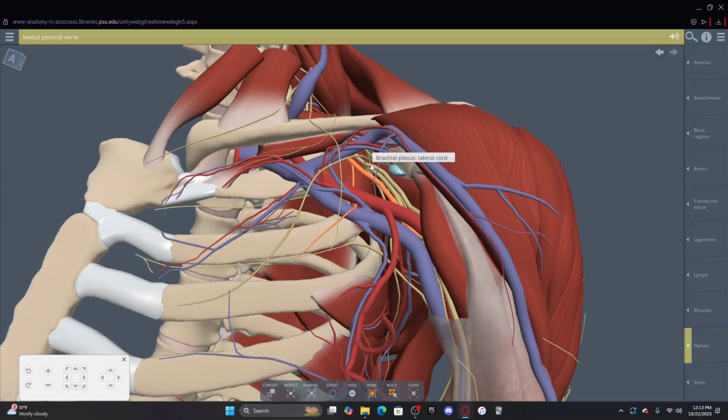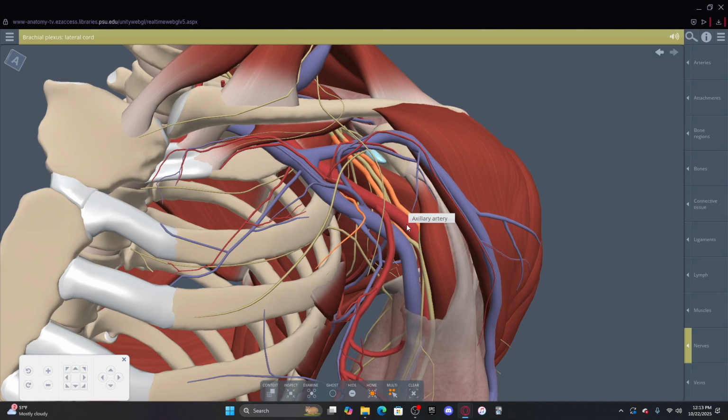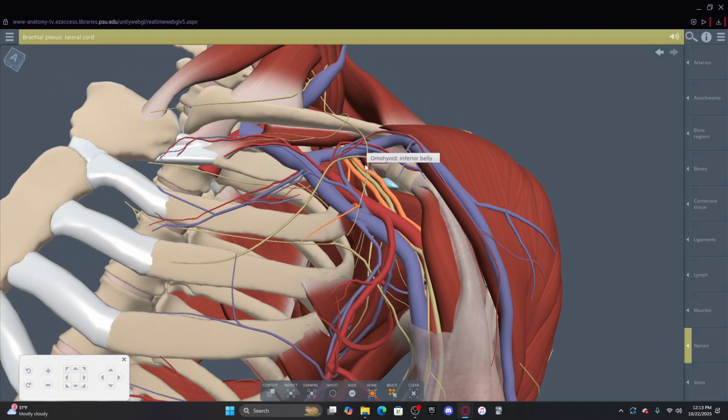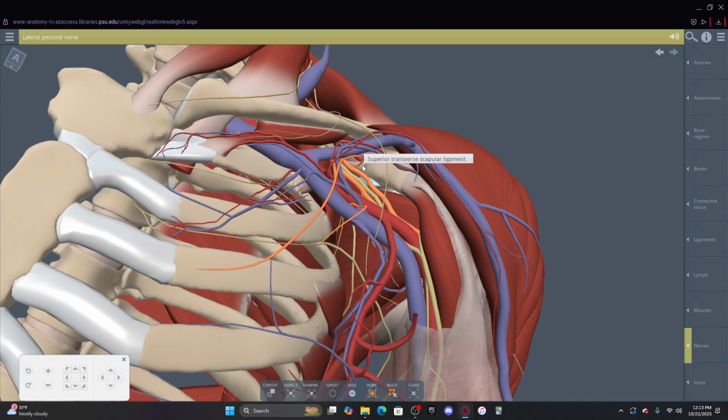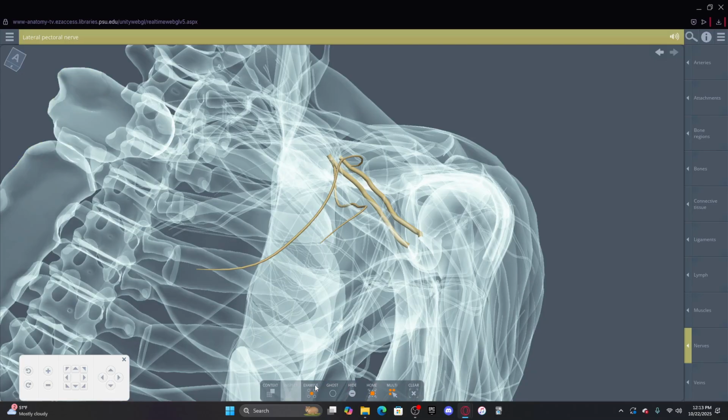So this is our lateral cord. If we look at the axillary artery, we move laterally. This is our lateral cord. And then coming off the lateral cord is our lateral pectoral nerve, as we can see here. Lateral pectoral nerve is only innervating pectoralis major. And that's it for the brachial plexus.